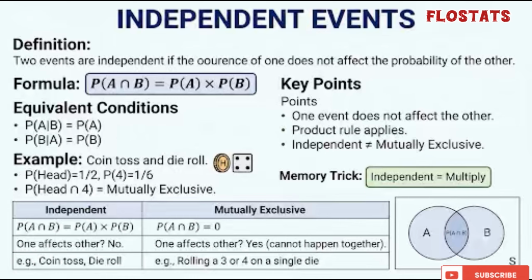For example, tossing a coin and rolling a die are independent because the result of one does not influence the other. Remember, independent events are different from mutually exclusive events. Independent events can happen together, but mutually exclusive events cannot. Memory trick: independent means multiply.